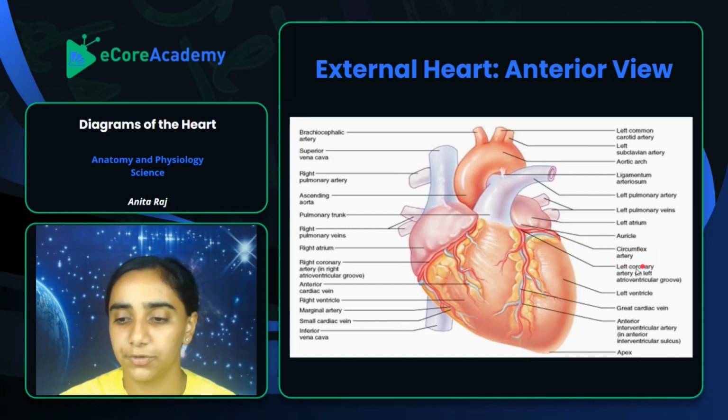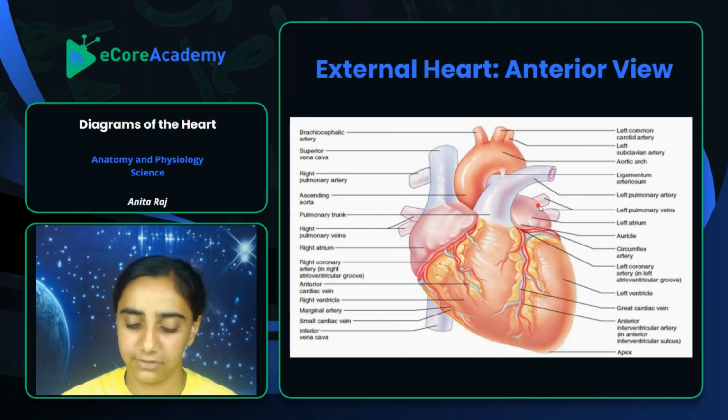Then you've got the left coronary artery. Again, it's in that left atrioventricular groove. This groove, again, is between your left atrium and your left ventricle on the external part of your heart. Your left coronary artery arises from the left aortic sinus of the ascending aorta, which is over here. It lies mainly between the pulmonary trunk and the auricle of the left atrium, and it supplies blood to the left side of the heart muscle, so mainly your left atrium and your left ventricle.